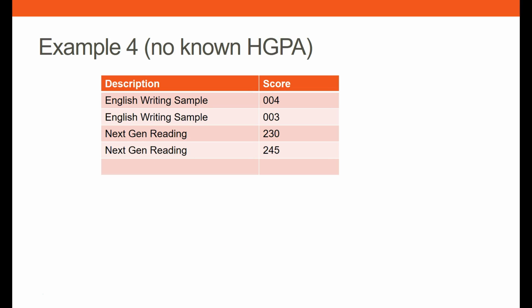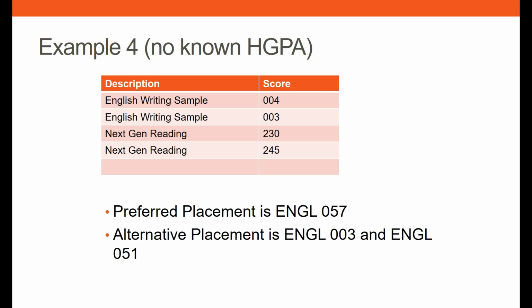Now here's an example where there's no known high school GPA. So they scored a 3, they scored a 4, and in Next Gen they scored a 230 and 245. So their highest reading placement is 003. Their highest writing placement is a 4. So that student could take 057, or they could take 003 and 051 separately.